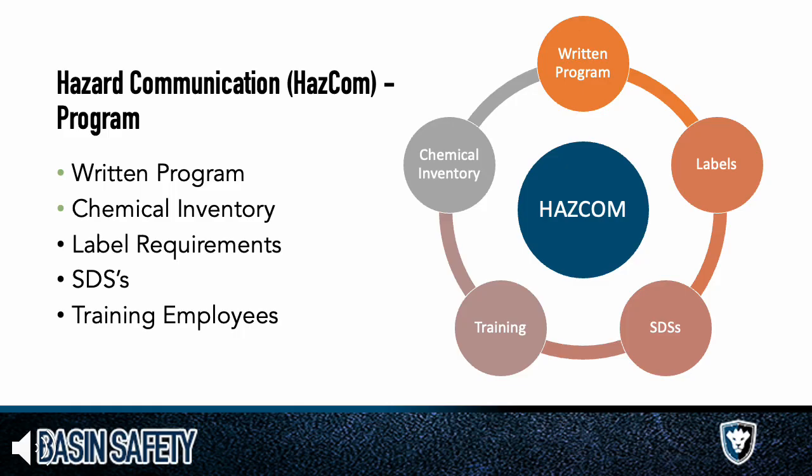Within your hazard communication program, you have to have the actual written program, a chemical inventory, label requirements laid out for the customer or employee, SDSs or safety data sheets, and you have to train your employees on the requirements and all the statutes of the hazard communication standard.